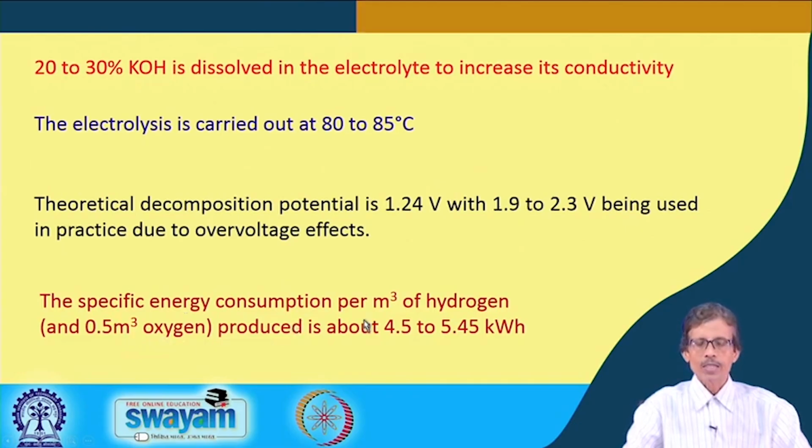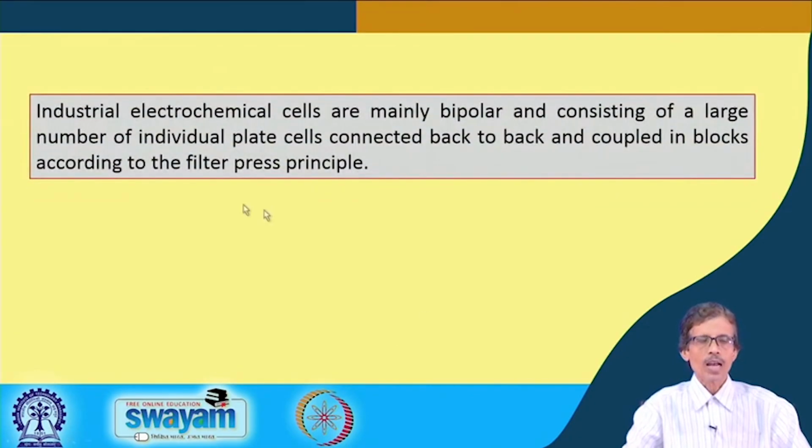The specific energy consumption is per cubic meter of hydrogen or 0.5 cubic meter of oxygen, because when 2 molecules of hydrogen are produced, 1 molecule of oxygen is produced in that reaction. So, the specific energy consumption for this is about 4.5 to 5.45 kilowatt hour, because energy consumption is the most important part of this electrolysis process. Whether it is industrially viable or not will be dictated by the amount of energy being utilized.